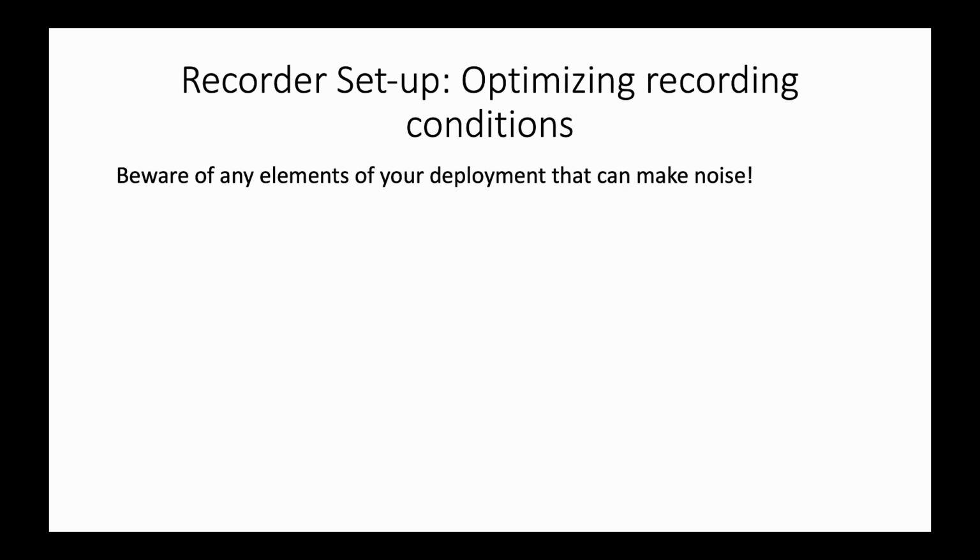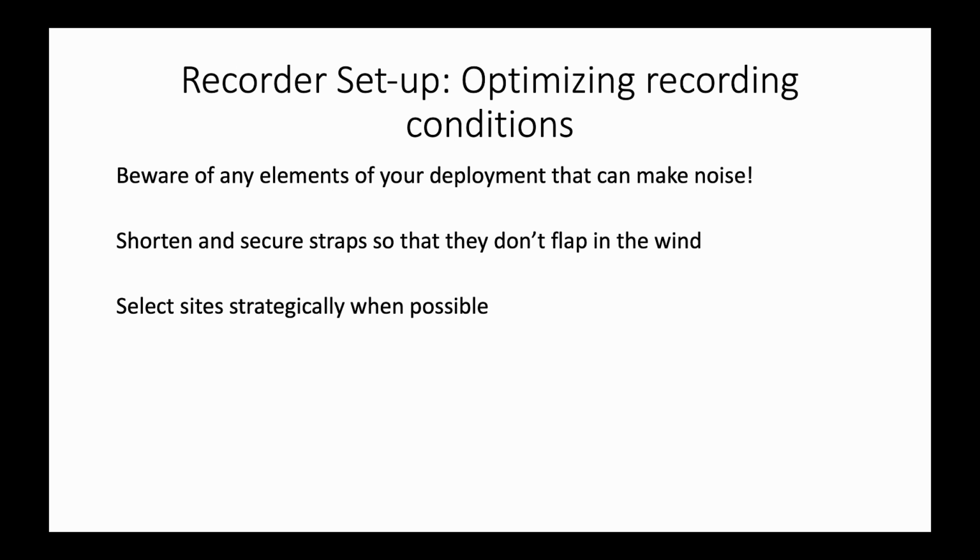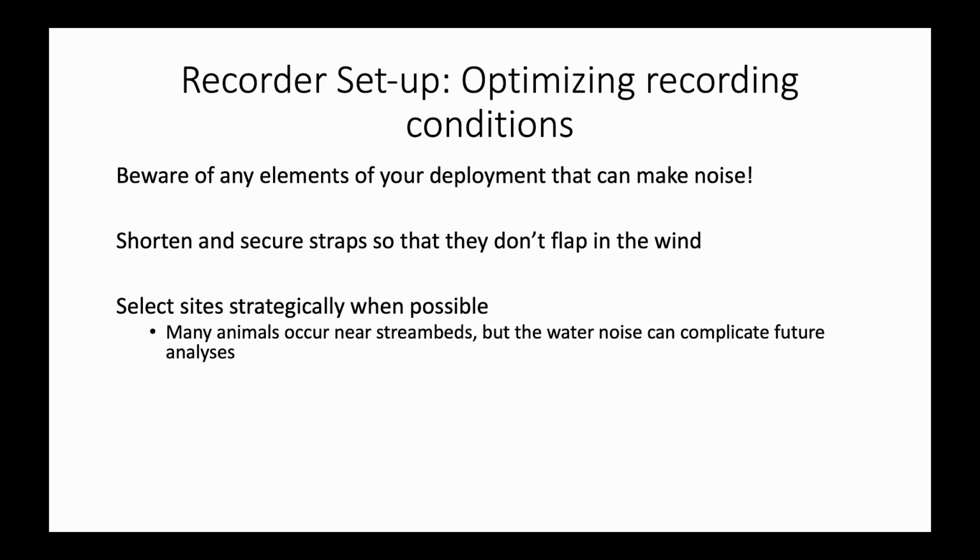lighter and burn the ends and melt that material so that it doesn't fray, or at least wrap up the long tail and tuck it in to the strap that goes around the tree so that way you're avoiding the possibility of lots of unpleasant background noise that will influence your ability to use detectors or to visually screen those files. You can also select your site strategically to enhance recording quality.